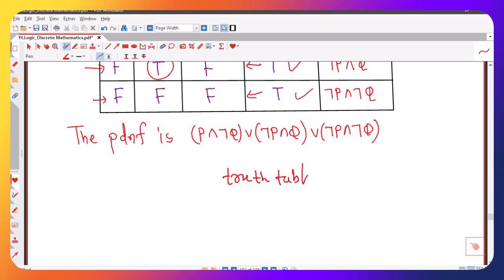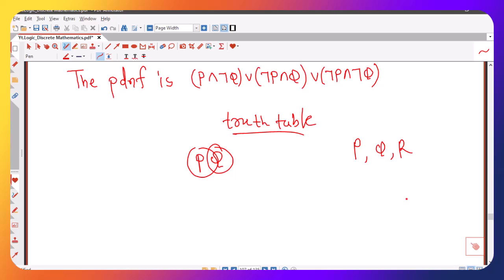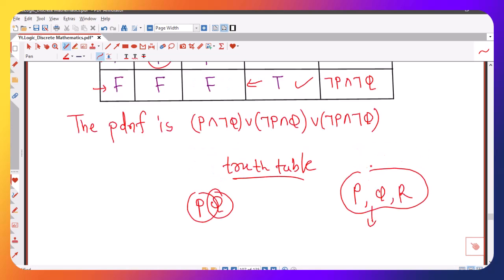And here we have considered only two variables p and q, but suppose we have three variables p, q and r, then also we can use a truth table and we can write down the required principal disjunctive normal form. So for three variables we will discuss in the next lecture.